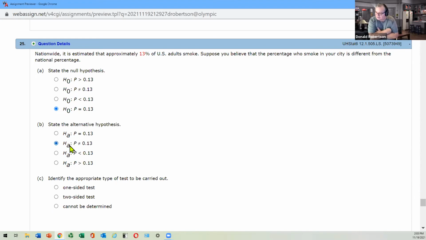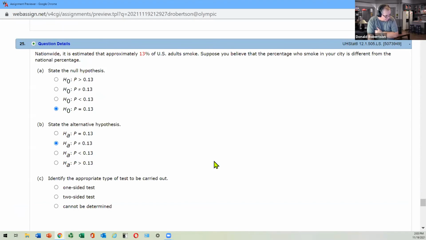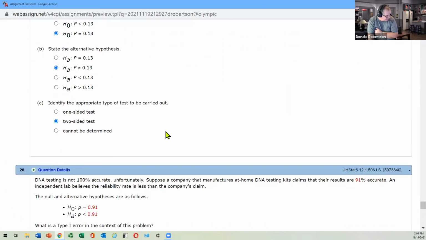You see, these questions for homework are going to be pretty quick. Would you agree? Now, identify the appropriate type of test to be carried out there. Do we call this test a one-sided or a two-sided? It's a two-sided. If it's a greater than or a less than, don't we call it a one-sided? And I can't think of any situation where that one there is even a choice.